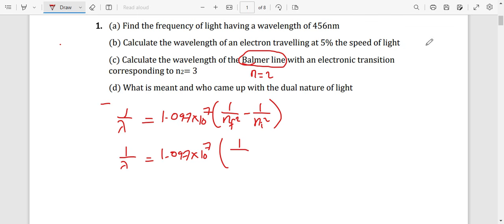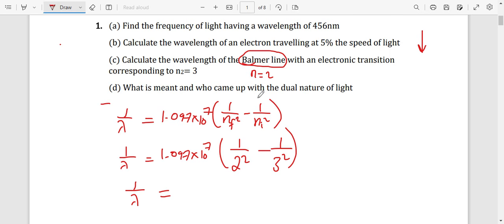Okay, so every time you hear of Balmer, it means it's coming from somewhere to n is equal to 2. We don't care where it is coming from. So the final energy level is 2. Balmer final is 2. If you hear of Lyman, final is 1. So it should be 1 over wavelength is equal to, these words always tell us the final. So 1 over 4, minus 1 over 9.